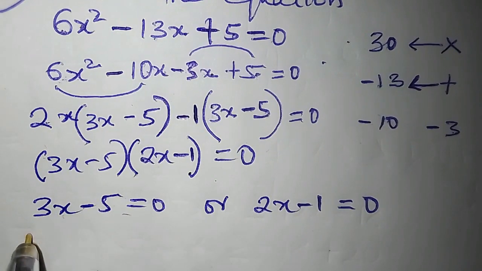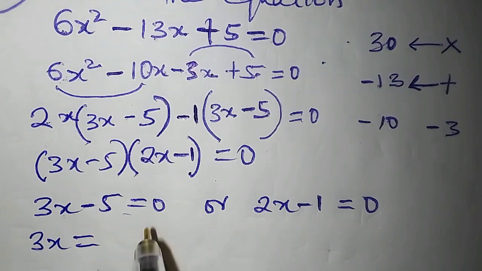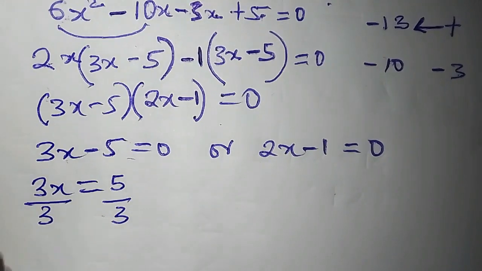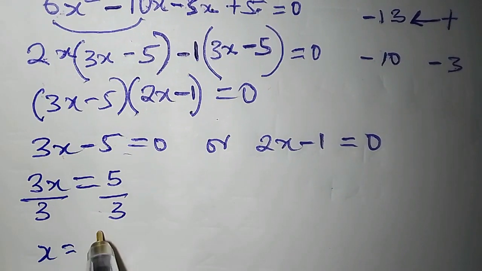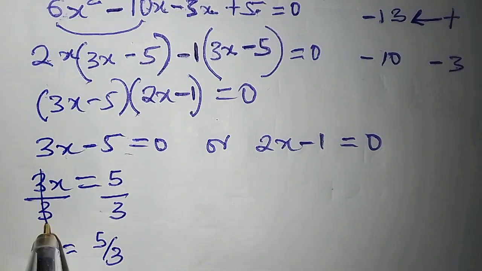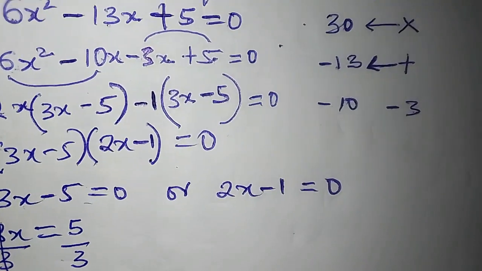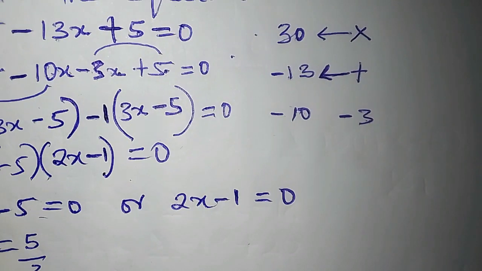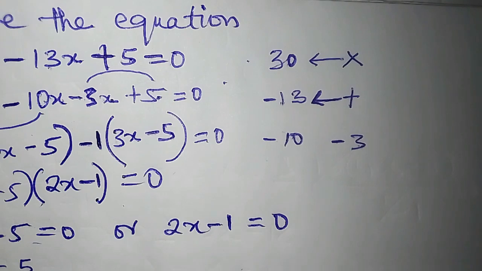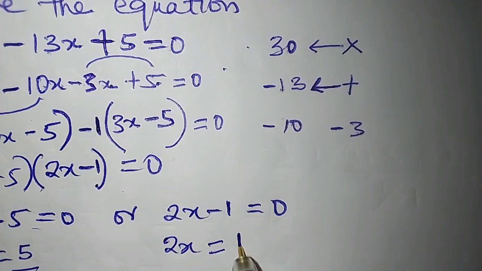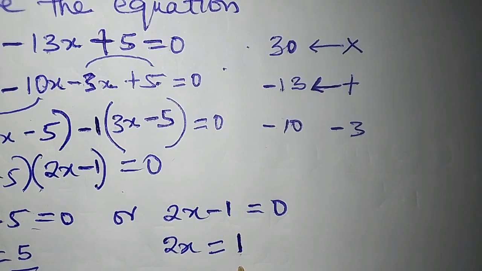From here I have 3x equal to 0 plus 5, that's 5. If I divide both sides by 3, it means that x is equal to 5 over 3. 3 will cancel 3. Now this is the first solution, or the first root. The other root is this. From here we have 2x equal to 0 plus 1, which is 1. And so x is equal to 1 over 2 if I divide both sides by 2.